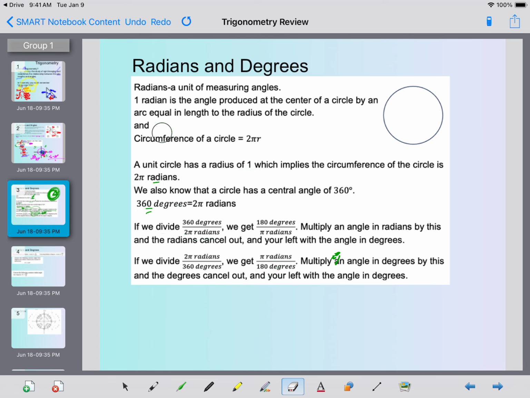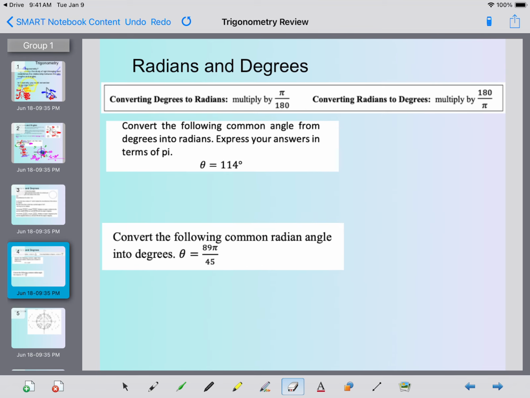If any of that confused you, again, you really don't need to understand the concepts behind it. You could just accept this as a fact. This is on your Regents reference sheet.